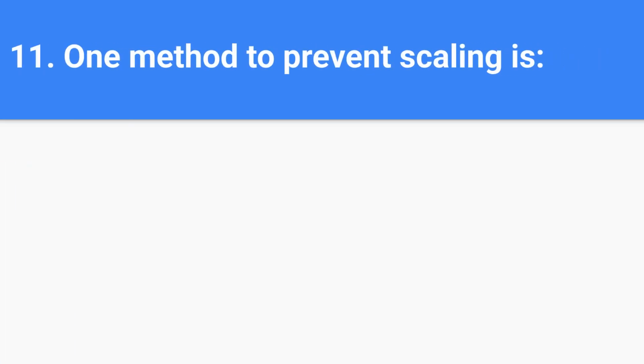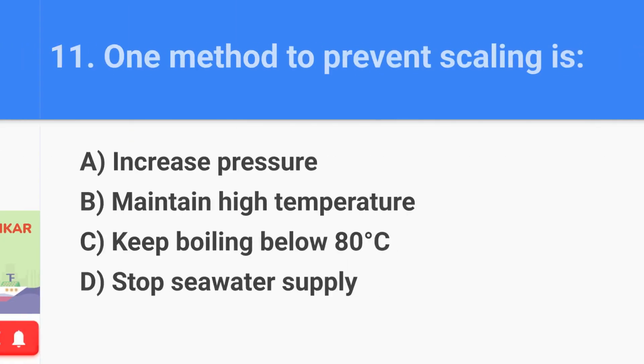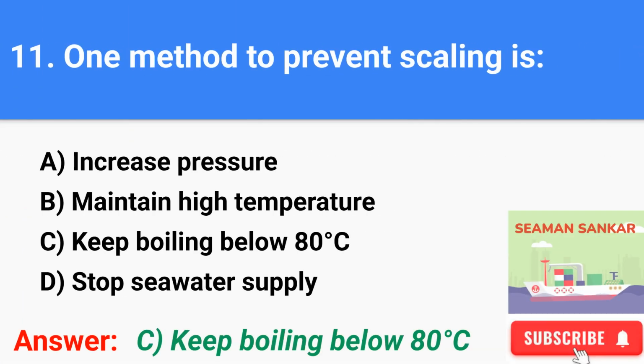Question 11. One method to prevent scaling is A. Increase pressure, B. Maintain high temperature, C. Keep boiling below 80 degrees Celsius, or D. Stop seawater supply. To prevent scaling, the method is C. Keep boiling below 80 degrees Celsius, minimizing the precipitation of solids.